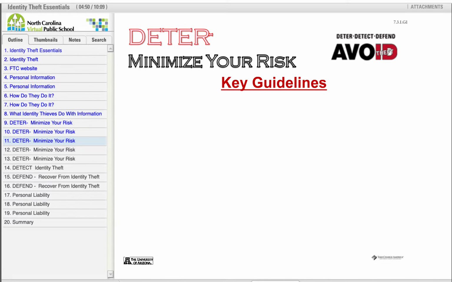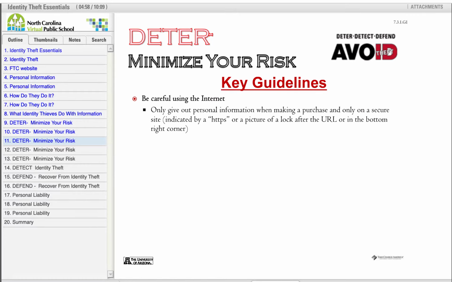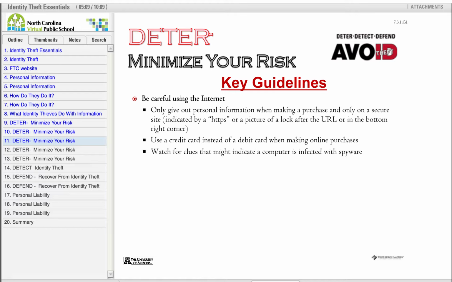Minimizing your risk continued. Another key guideline is to be careful using the internet. Only give out personal information when making a purchase and only on a secure site. This is indicated by an HTTPS or a picture of a lock after the URL or in the bottom right corner. Use a credit card instead of a debit card when making online purchases.